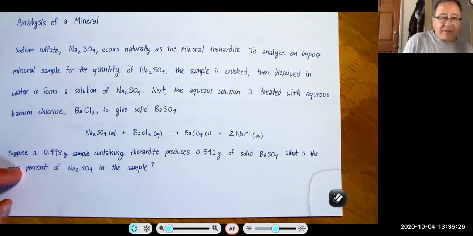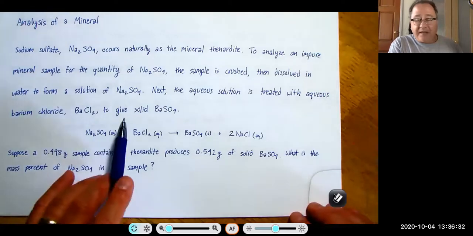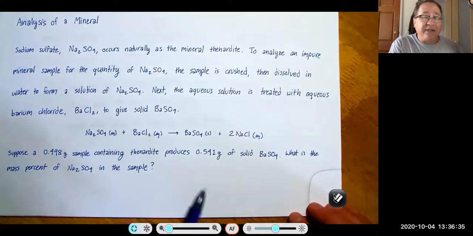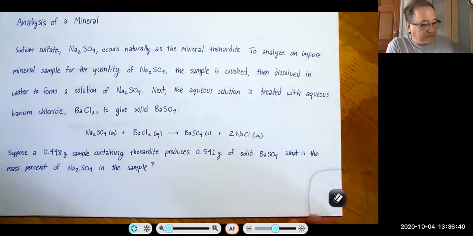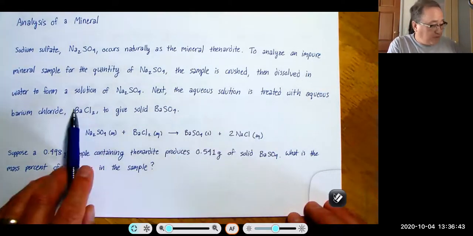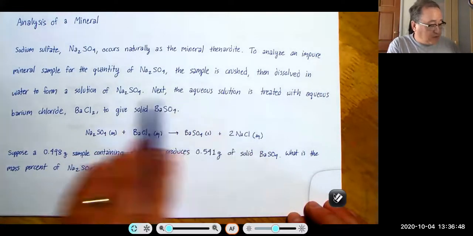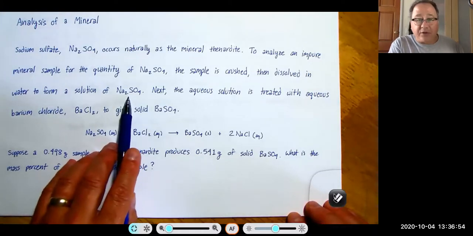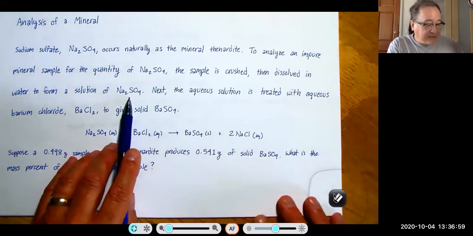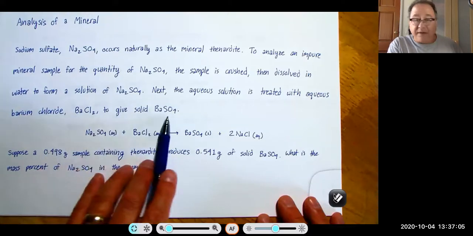So here's an example of an analysis of a mixture. Sodium sulfate, Na2SO4, occurs naturally as the mineral thenardite. To analyze an impure mineral sample for the quantity of sodium sulfate, the sample is crushed, then dissolved in water to form a solution of sodium sulfate. Now, the reason this forms a solution is because sodium in ionic compounds makes the ionic compound soluble. Next, the aqueous solution is treated with aqueous barium chloride to give solid barium sulfate.